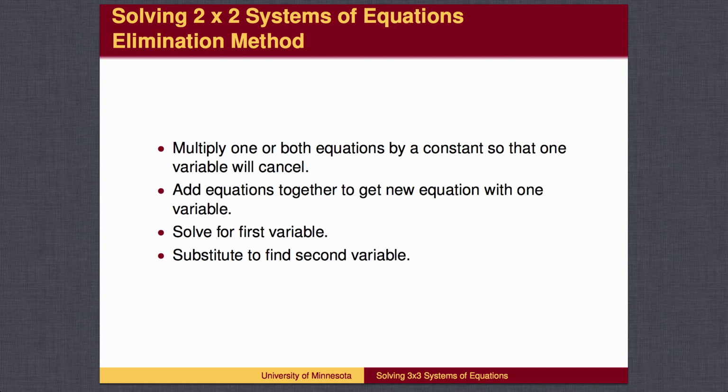Recall the elimination method for solving a 2x2 system of equations. We first find a variable to eliminate and multiply one equation or both by constants. We then add the equations together to produce a new equation in one variable. We can then solve for that variable and substitute the answer into a previous equation to find the other.